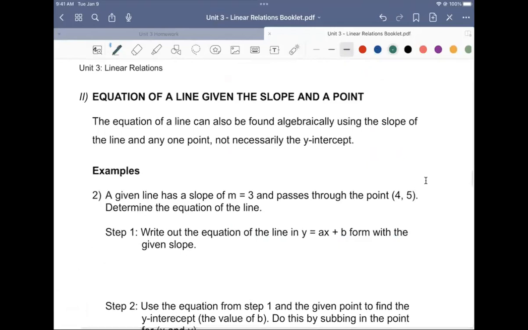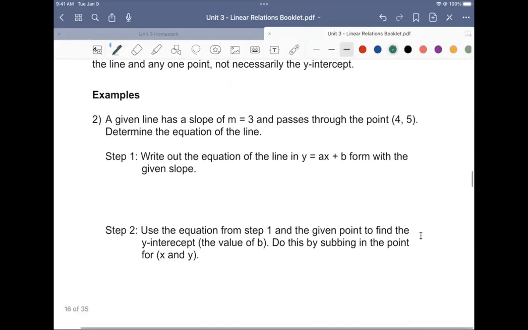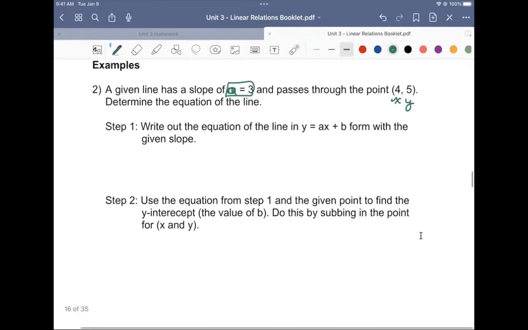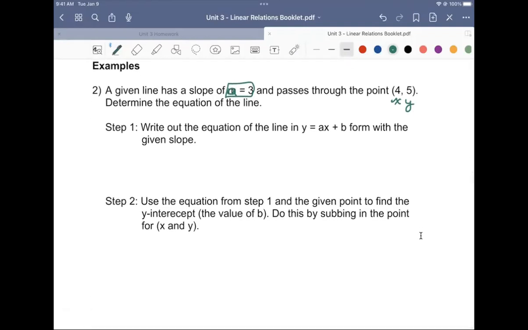If I'm doing the equation of a line given the slope and a point, we have to do math. So when we are looking at this, the equation of a line can be found algebraically using the slope of the line and any one point, not necessarily the y-intercept. So if I have the example, a given line has a slope of 3, that should be an a, and passes through the point 4, 5, where 4 is x and 5 is y, determine the equation of a line. So our first step is to write out the equation of a line in y equals ax plus b format with the given slope. So for this, I can just substitute a with my slope of 3. So I'll get 3x plus b. But I don't know what b is yet.